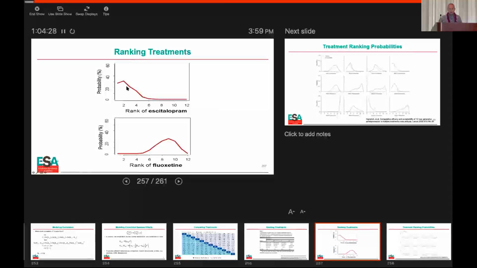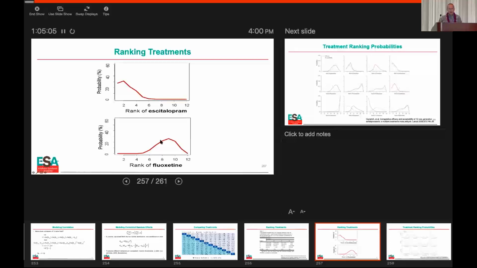So if I look at 2 of the treatments in our network, this is escitalopram. There's a 30% probability that it's ranked first. There's a 35% probability that it's ranked second. There's about a 20% probability that it's ranked third, a 10% probability that it's ranked fourth, and very little probability that it's ranked 6 through 12. So this treatment is actually pretty good, right? It tends to be ranked in the top level. There's a high probability that it's ranked first, second, or third, whereas fluoxetine tends to be not so good because it's peaking at a rank of about 8, 9, or 10.